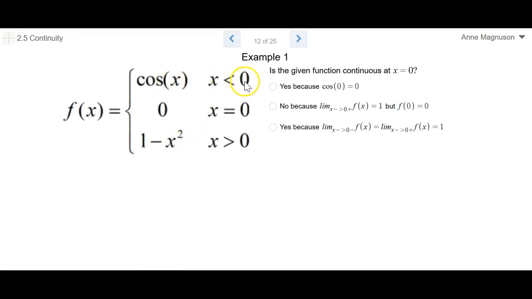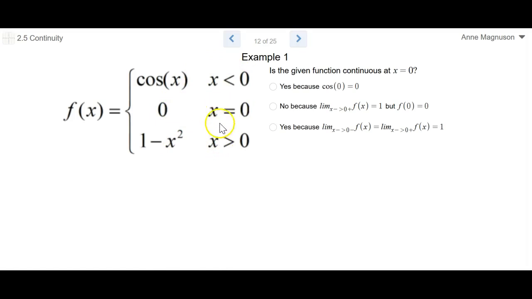So as x is less than 0, and x is approaching 0 from the left, that means that the limit is going to be approaching 1. The y values will be approaching 1 because cosine of 0 is 1. However, the function definition at 0 is equal to 0, not 1. So this is discontinuous from the left.